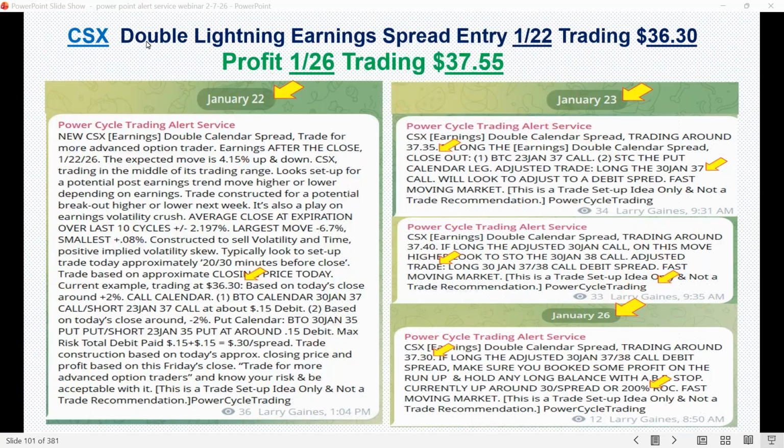Here's just one quick example of one that we did just recently. This was on CSX. This was what I call a double lightning earnings spread. And this was sent out to all alert members. If you wanted to take it, you could. And here it says new CSX earnings double calendar spread. And I go through here in the text exactly how to do it. Very laid out, very descriptive on the whole trade setup, what to do, how to do it. And then here was an update the next day, the 23rd. What we did on this one, we ended up adjusting it and legging out. We converted this to a call debit spread, and we ended up with a return of over 200% on this. So these are pretty cool trades.